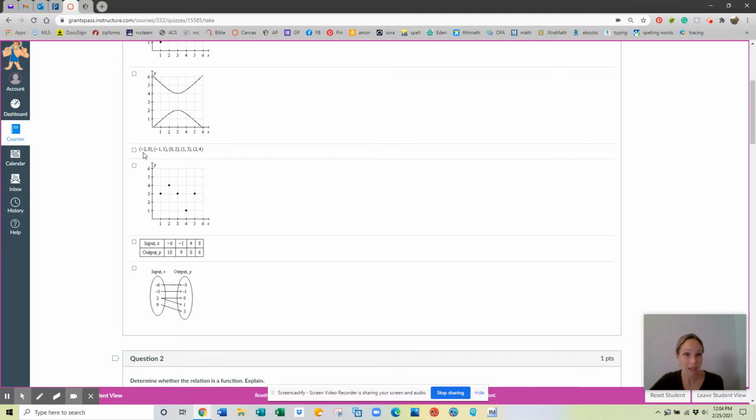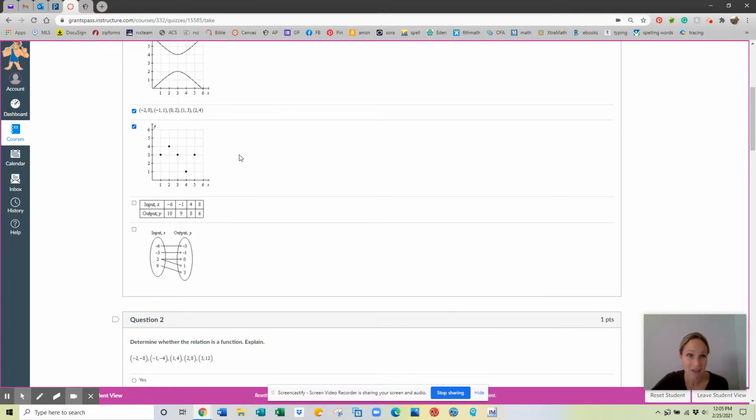If I'm plugging in -2, -1, 0, +1, +2, all of those are different. So automatically, yes, it is a function. If the input was repeated and the outputs were different, it would not be a function. Otherwise, it is. Okay, look at this one. It passes the vertical line test. Each vertical line only passes through one point. So yes, that is a function.